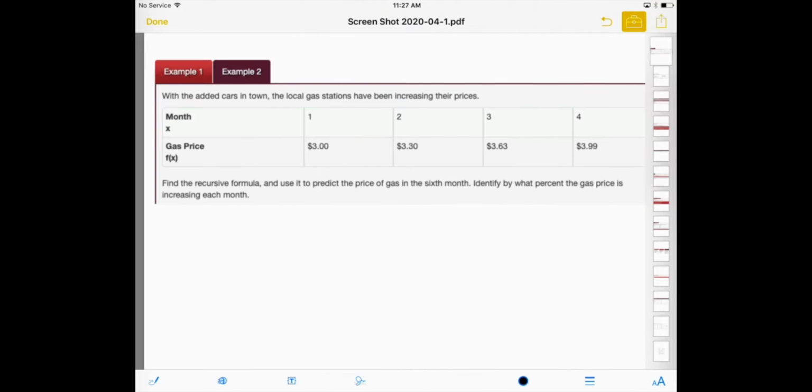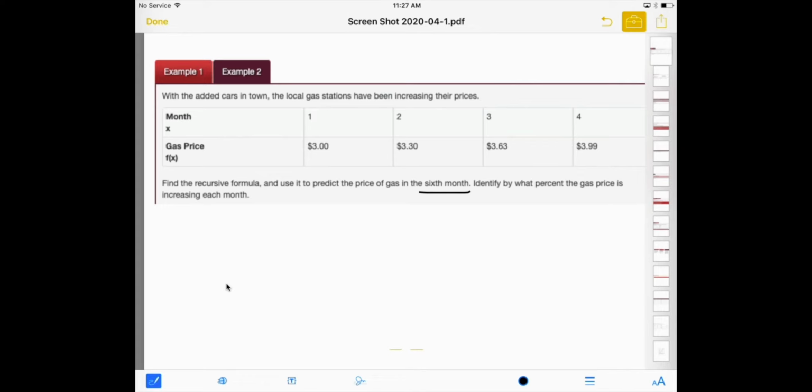Now, looking at example number 2, what we have here are cars in a town and gas station prices, so for gas. In the first month, we have $3. The second month is $3.30, and then $3.63, and then $3.99. It looks to me that this is definitely not arithmetic, because from month 1 to month 2 it adds 30 cents, but then from month 2 to month 3 it adds 33. So that's already not a constant change. I'm not adding by the same number.